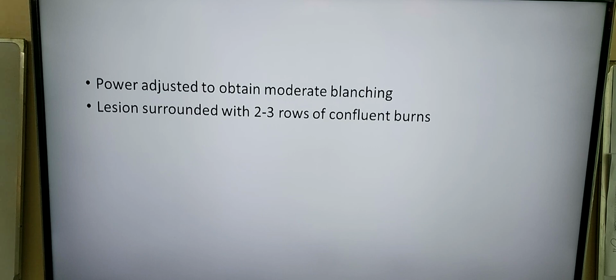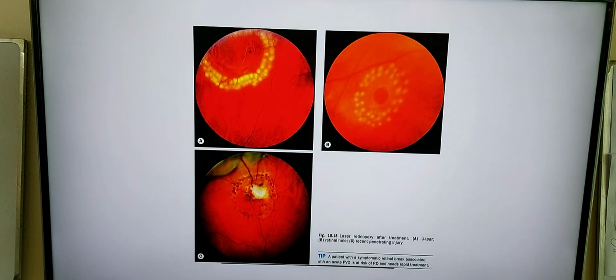Power is adjusted to obtain moderate blanching, and the lesion is surrounded with 2 to 3 rows of confluent burns. This is the picture of laser retinopexy after treatment. This shows a U tear and the two rows of blanched retinal shots given.